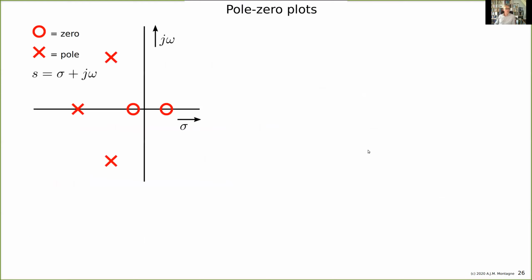So how do we characterize it? Well, a pole zero plot we usually do like this. We have the complex plane. A zero is just a circle and a cross is a pole. And this is how we say, well, this is like the Laplace plane and we have zeros and poles. How does this relate to what you probably know, like Bode plots?